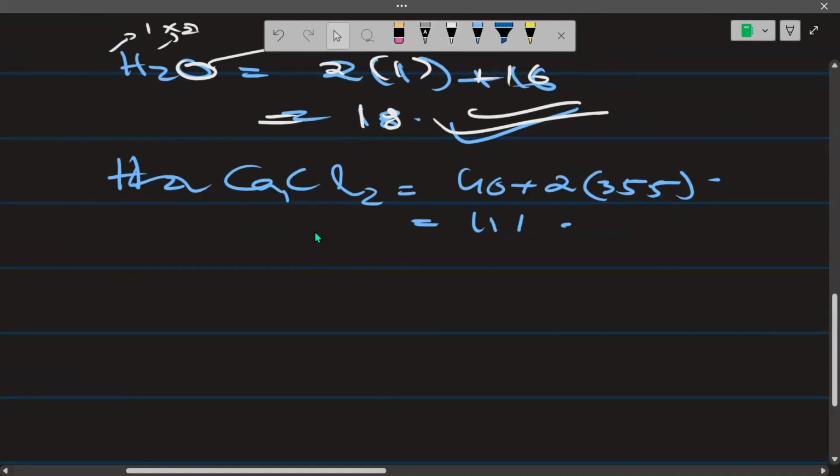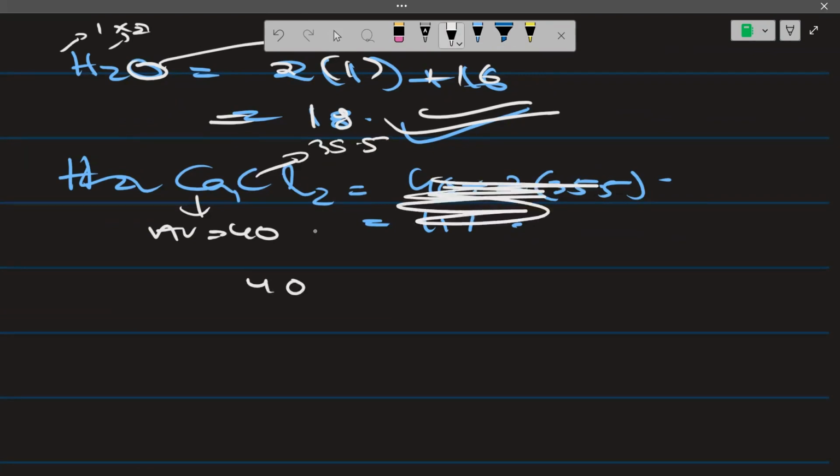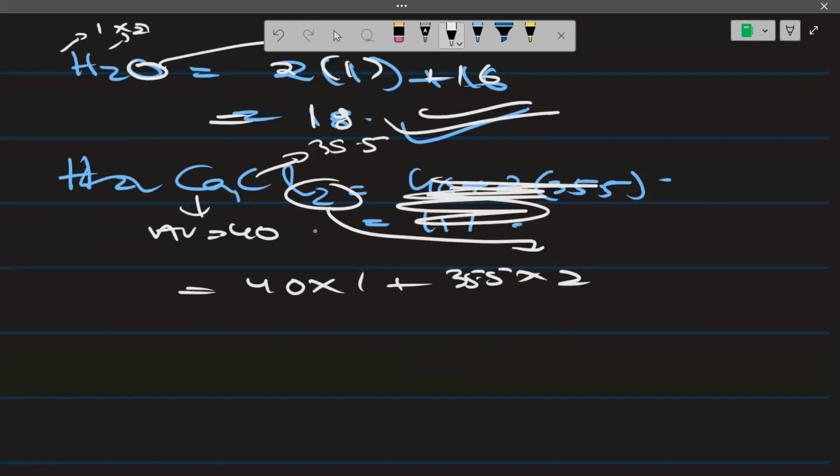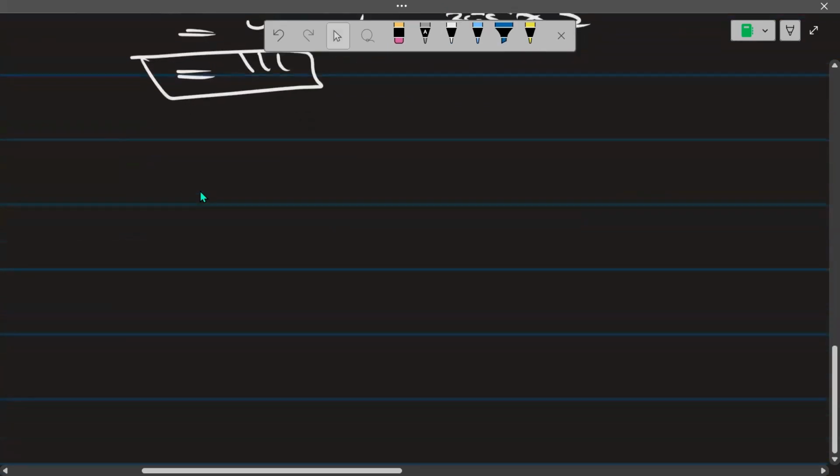Now let's take calcium chloride. As we know, calcium's AR is 40 and chlorine's AR is 35.5. First we multiply 40 by 1. Then we multiply 35.5 by 2, as you can see, the 2 is written here. Let me see the answer in the calculator. It will be 111. So this is the MR of calcium chloride. Now let's do the MR of calcium hydroxide.